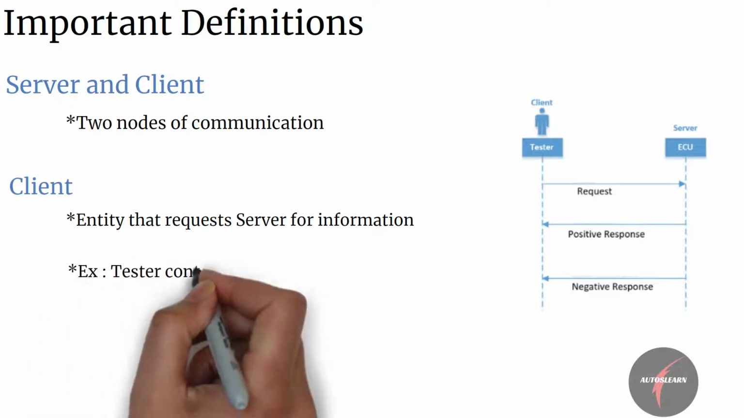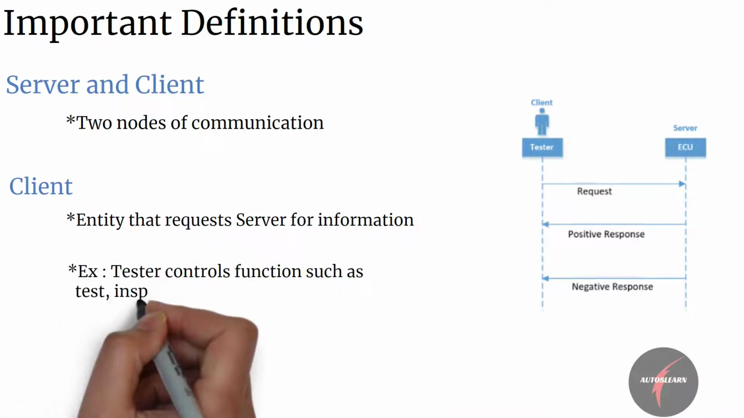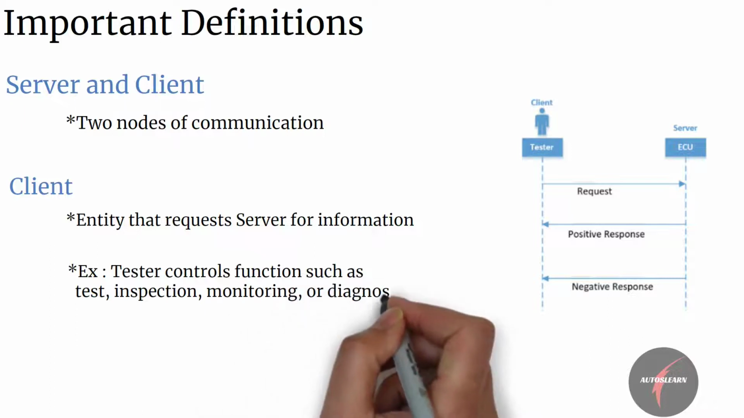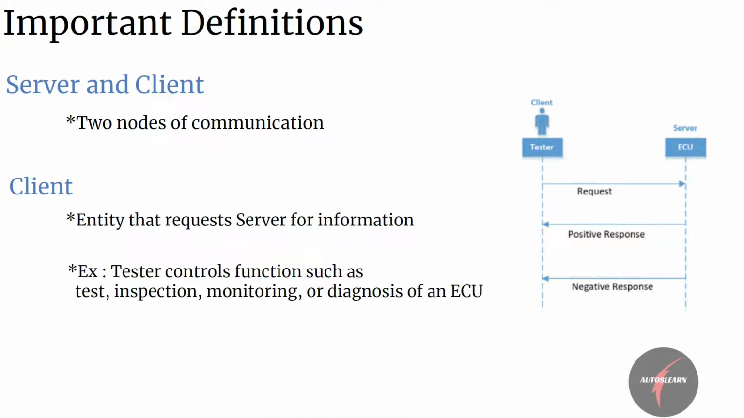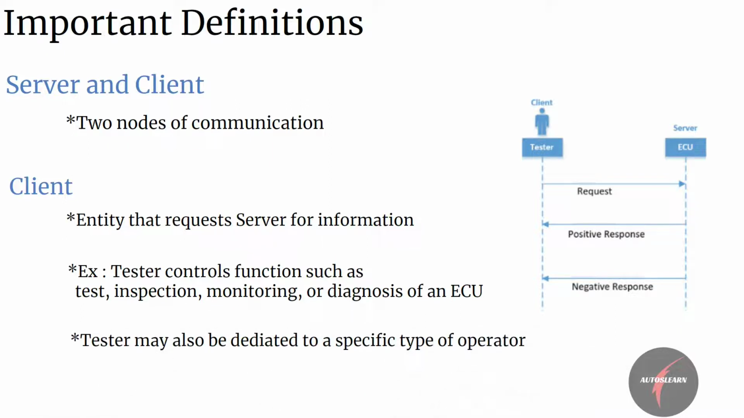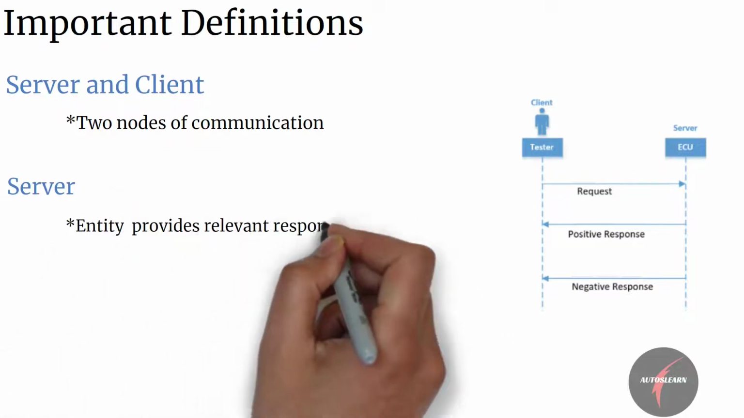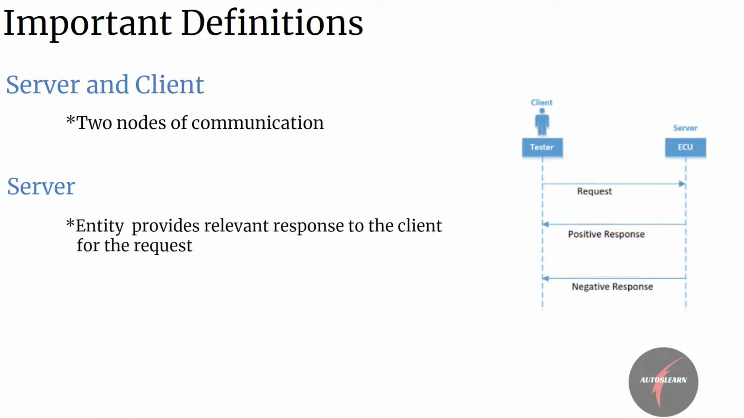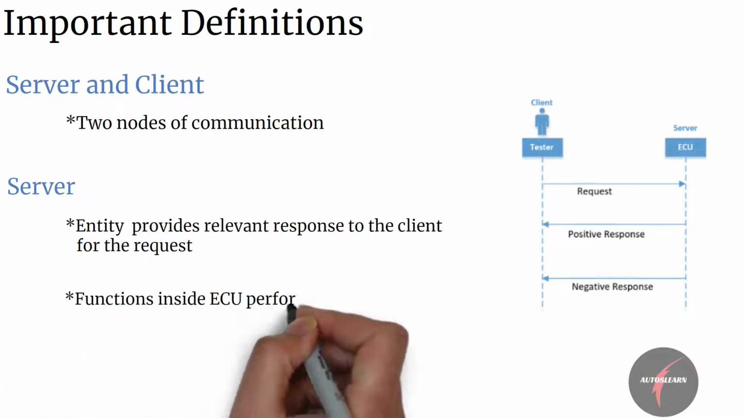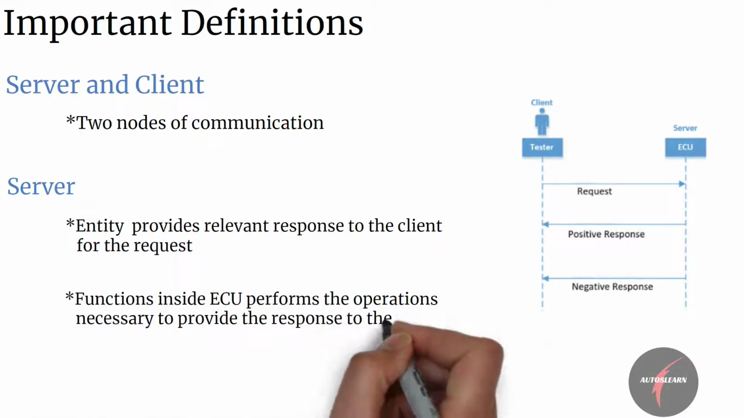A client such as tester is a system that controls the functions such as test, inspection, monitoring, or diagnosis of an on-vehicle electronic control unit. A tester may also be dedicated to a specific type of operator such as offboard scan tool dedicated to garage mechanics or an offboard test tool dedicated to assembly plant. Coming to server, it's an entity who provides relevant response to client for the request made. Functions inside the ECU perform the operations necessary to provide the response to the client.